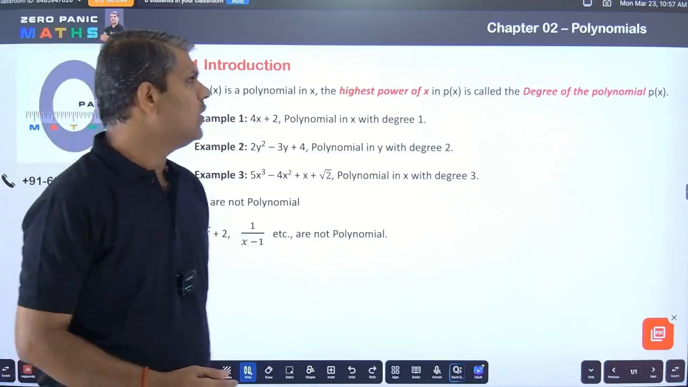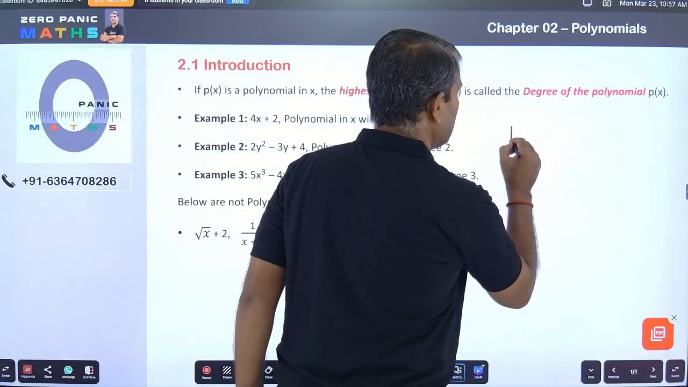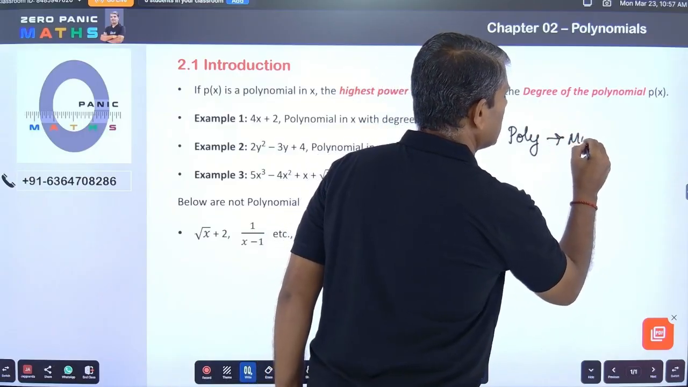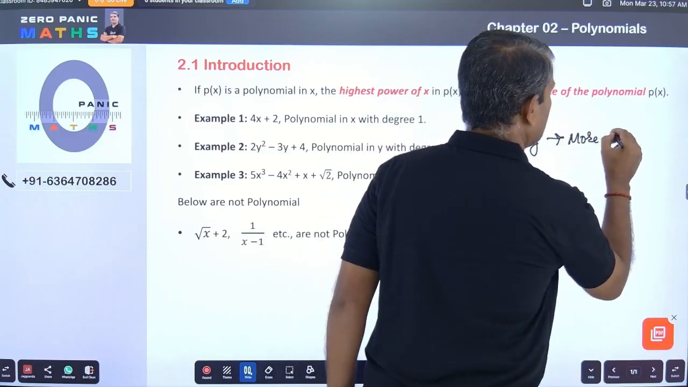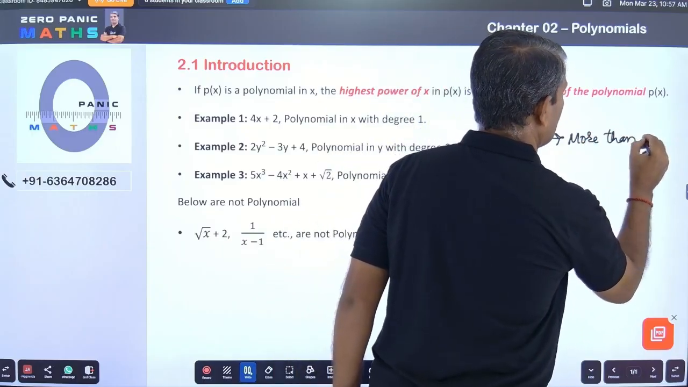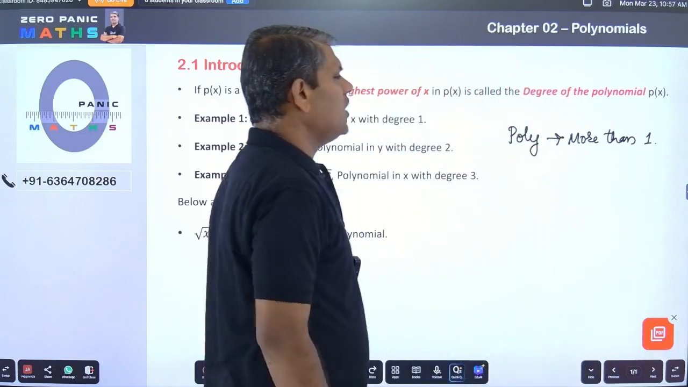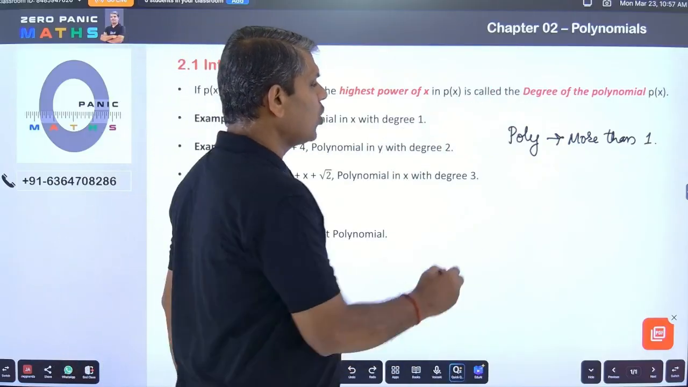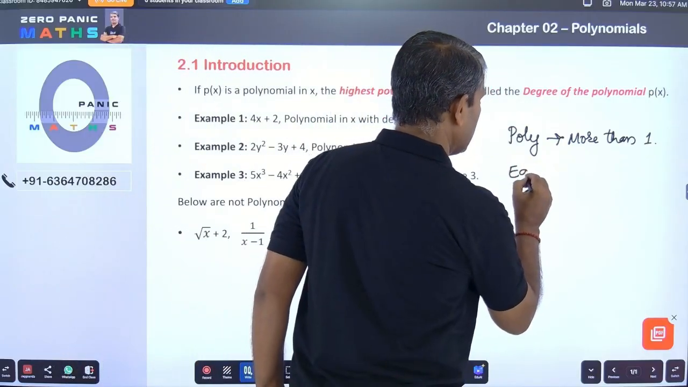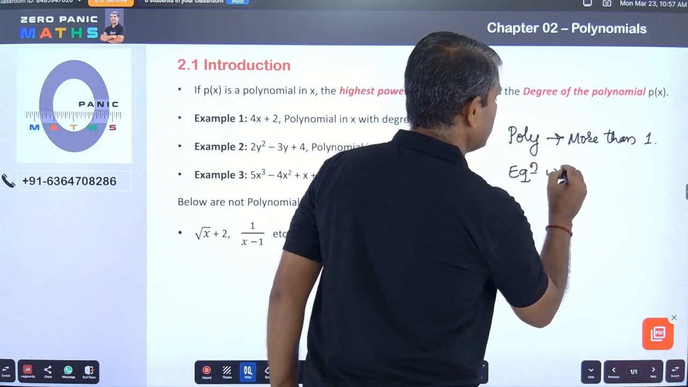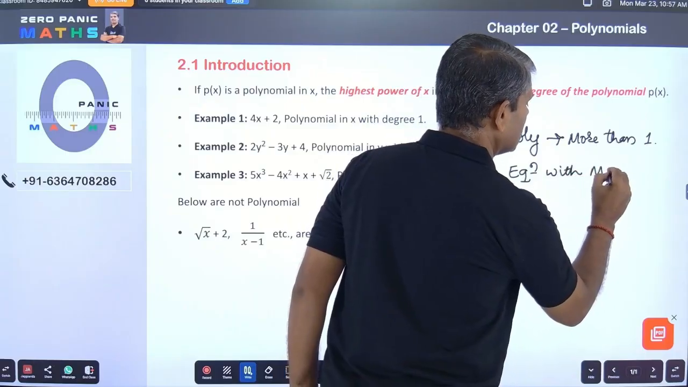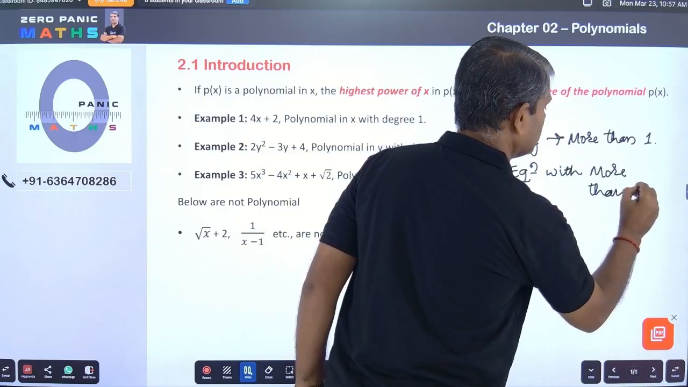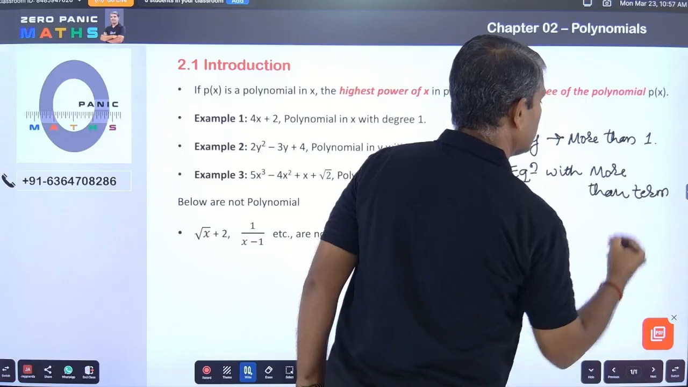As you all know, the word poly means more than one. You already know this because you have studied this in your previous years. So as the name indicates, a polynomial is an equation with more than one term. So it's a simple definition of that.